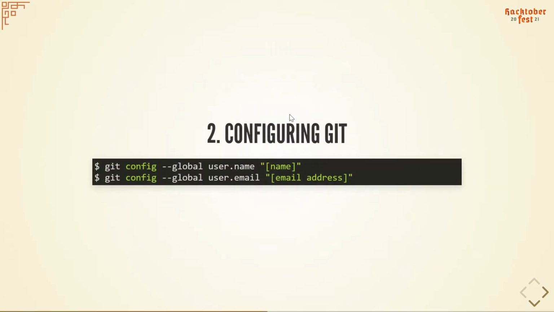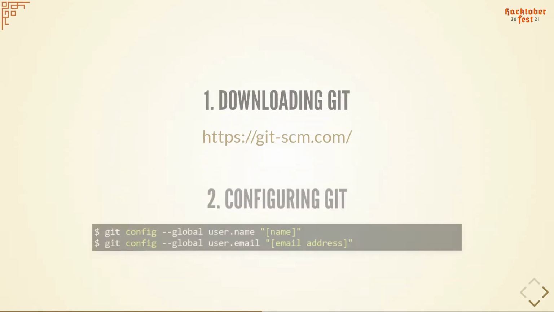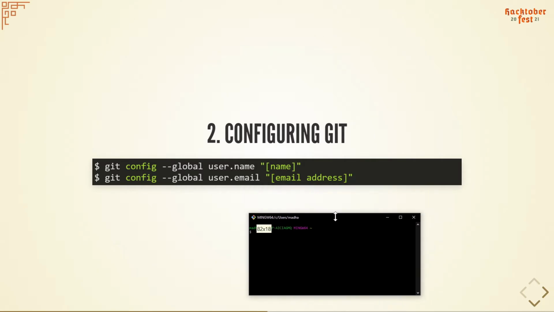Now the second thing, the most important thing, is to actually configure our Git. So these were 1, 2, 3 Git. One was downloading and installing. Second was configuring. We need to configure because we need to add our name and email address.